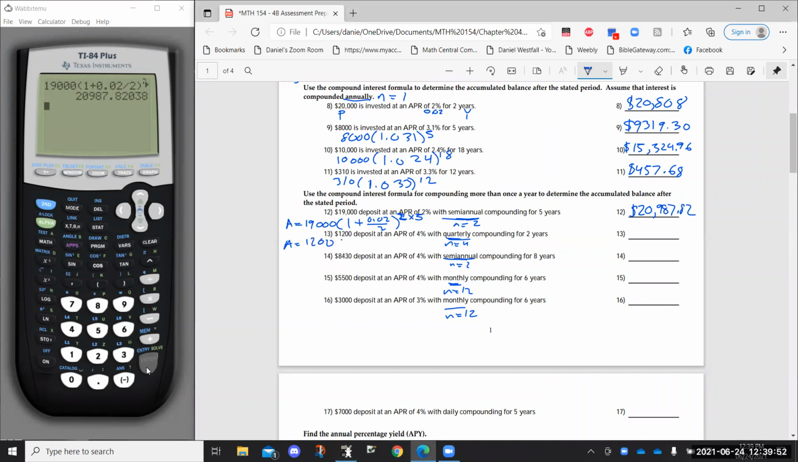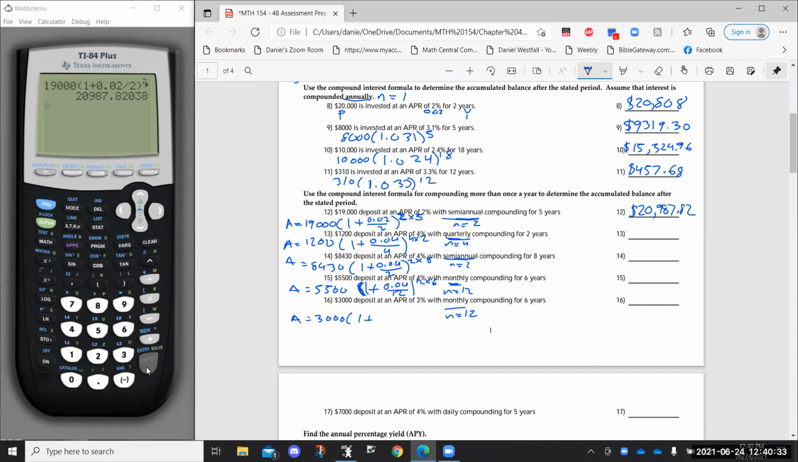1,200 times 1 plus 0.04 over 4 to the 4 times 2. This is 8430. 1 plus 0.04 over 2 to the 2 times 8. This is A equals 5,500 times 1 plus 0.04 over 12 to the 12 times 6. And this is A is going to be 3,000.